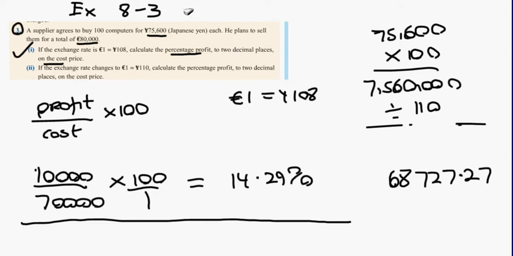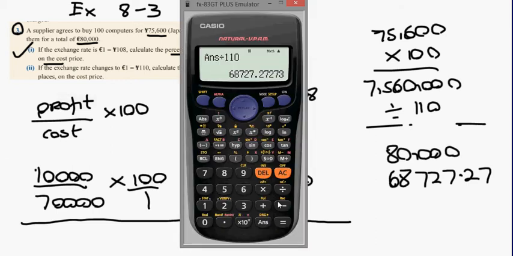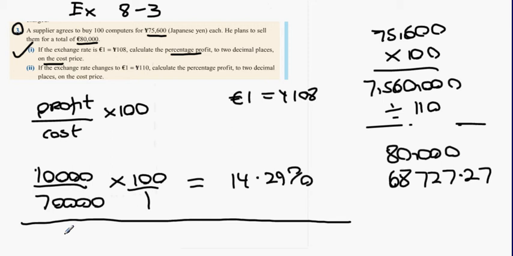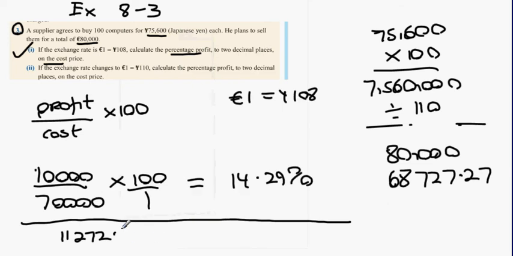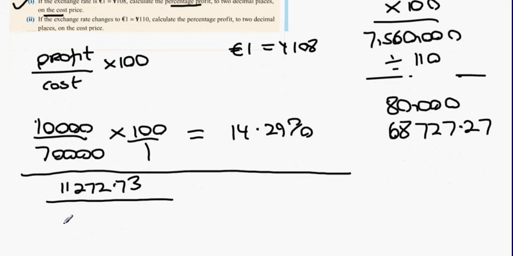Now for our new profit, we're going to take this new number away from 80,000. So 80,000 minus 68,727.27, and we get 11,272.73. That's our profit. Our cost is now different because the exchange rate is higher, so that's our cost.